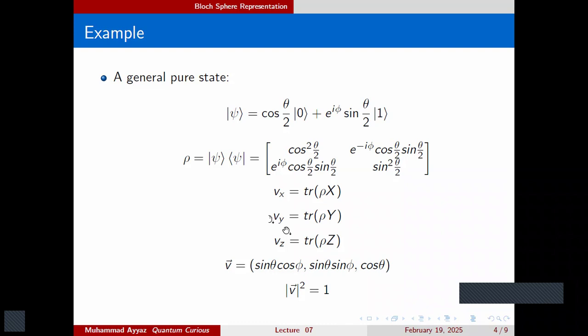We can see that if we take the mod square, that is, the sum of the squares of these components, we end up with the value 1. So our criterion says that the given density matrix, or quantum state, is a pure state. Let's be more specific.